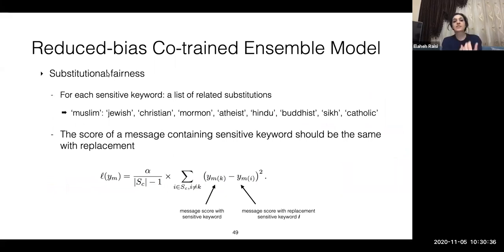The other idea we had is substitutional fairness. It means that for each category, like religion, we define some substitutes. For example, for Muslim, we define some substitutes. Then in the penalty term, the score of the message shouldn't change when we substitute with a replacement. So if in a message there is Muslim, and we substitute it with, for example, Christian, the score shouldn't change. If it changes, we penalize the objective function. This is the basic idea of how we approach this problem in order to reduce the discrimination.